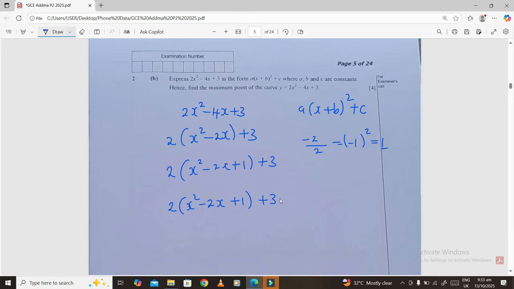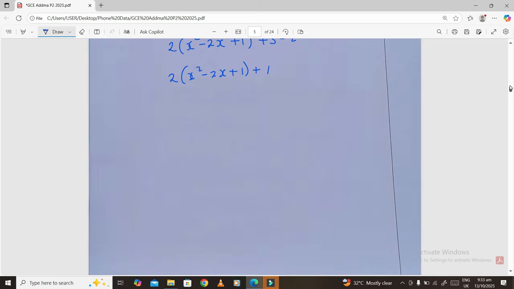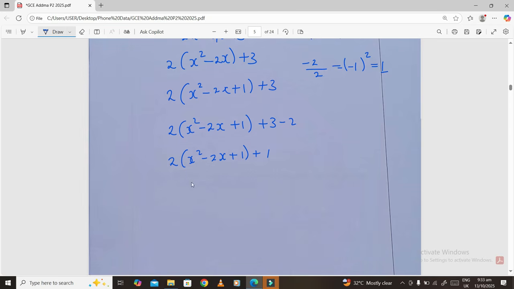Now subtract it from the number that is this side. So now that's a 2 open bracket x power 2 minus 2x plus a 1 plus this 1 here. Okay? When we subtract 3 minus 2, it's a 1. We can now write 2 open bracket x minus, now you get what is here, minus 1. And then you bring the power 2 here plus 1. This is how it's supposed to be.